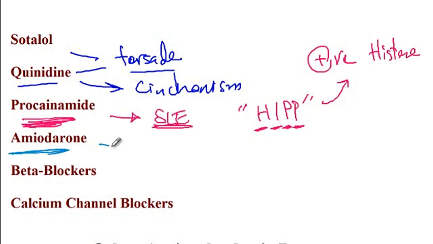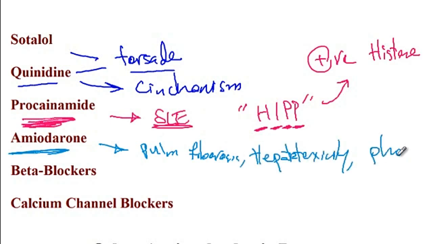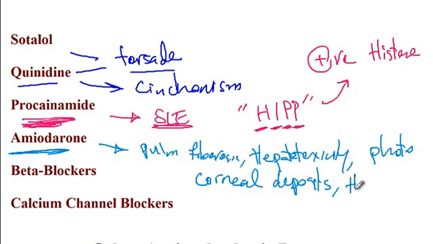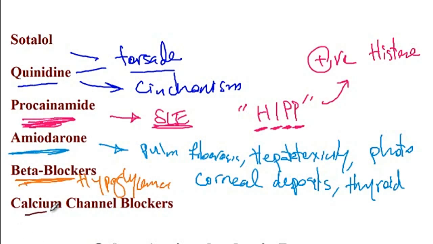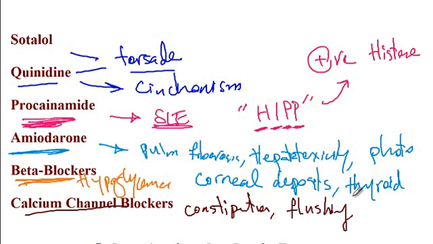Next we have amiodarone, which can cause pulmonary fibrosis, hepatotoxicity, photosensitivity. They could also cause corneal deposits, as well as hypo or hyperthyroidism. So it can also affect the thyroid function. And then we have beta blockers that can have many side effects, like for instance impotence, as well as masking of the hypoglycemia. And then calcium channel blockers like verapamil or diltiazem can cause constipation, flushing, as well as hypotension.